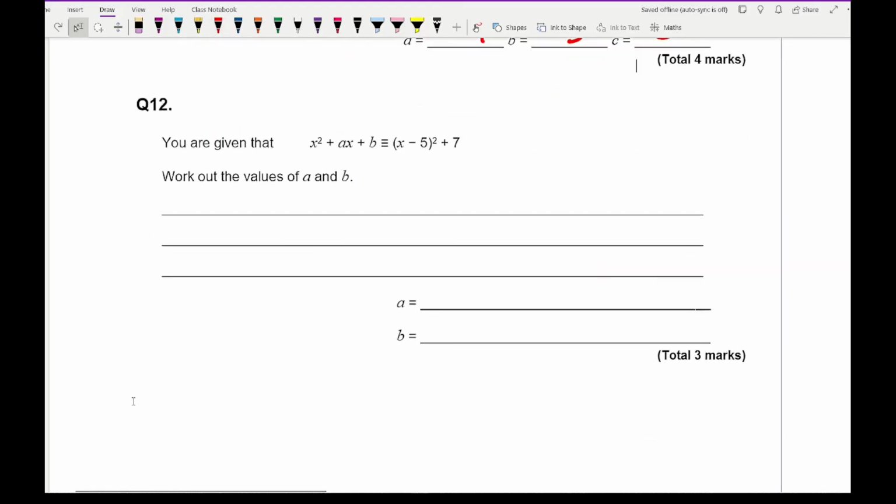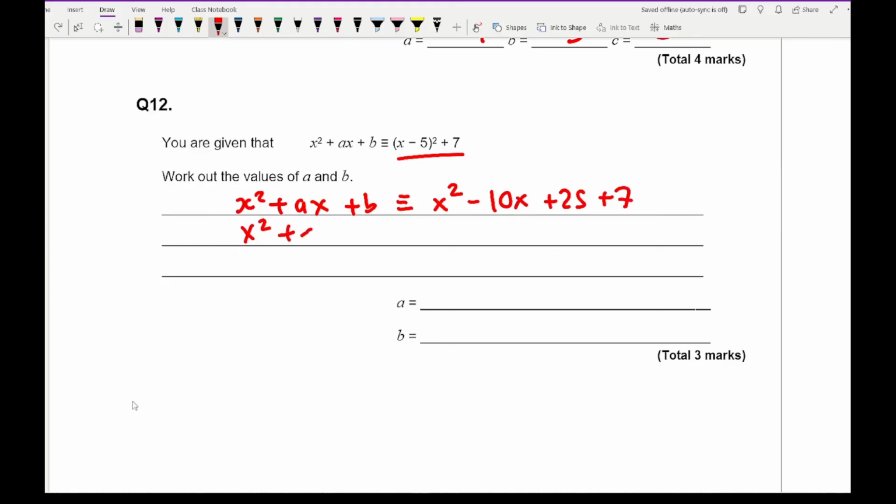Then moving on to question 12, almost getting to the end. Here again, expanding the brackets on the right hand side this time. So x squared plus ax plus b, triple bar, and then we'll end up with x squared minus 10x plus 25 plus 7. So x squared plus ax plus b is x squared minus 10x, and that's going to be plus 32. So from this we can go straight into comparing the coefficients.